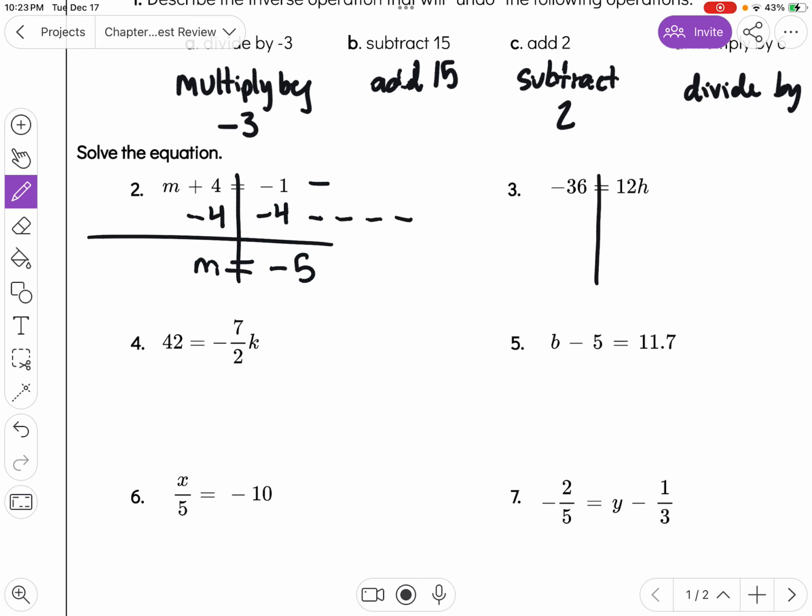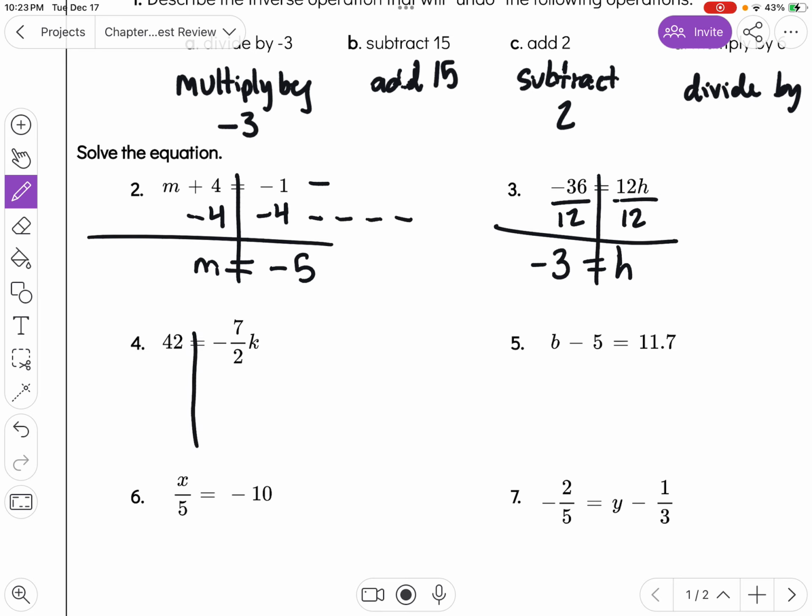For number 3, I see 12 and h. Those two are right next to each other. That means multiplying. To undo multiplying, we're just going to divide. And I'm going to divide by my coefficient, which is 12. H on this side. On the other side, -36 divided by 12. There's 3 12s in 36. Negative divided by positive is negative. H is equal to -3.